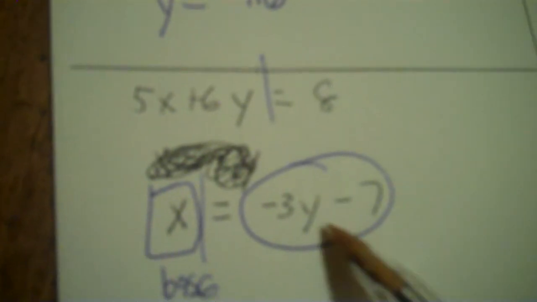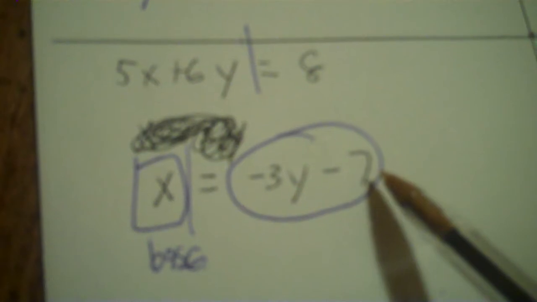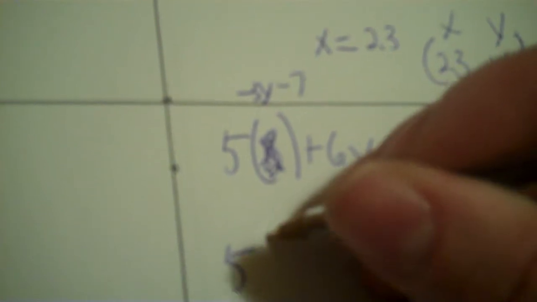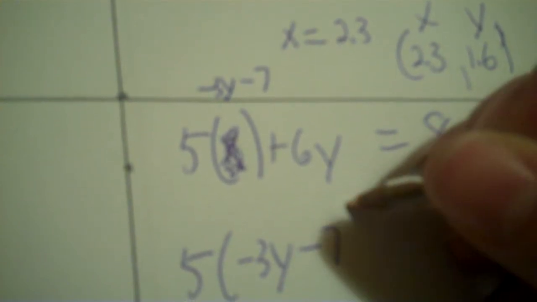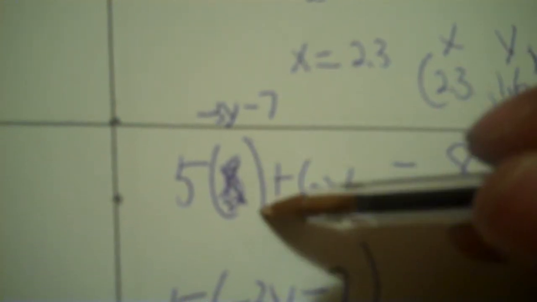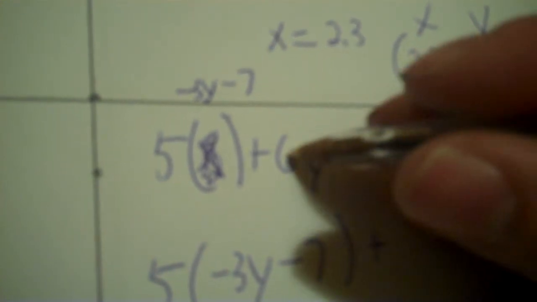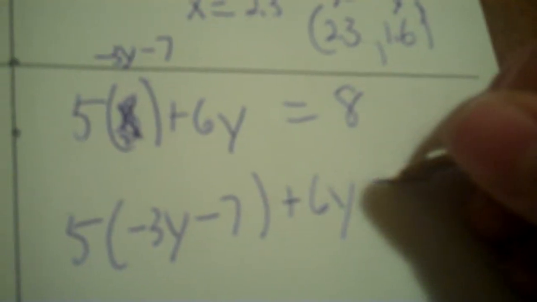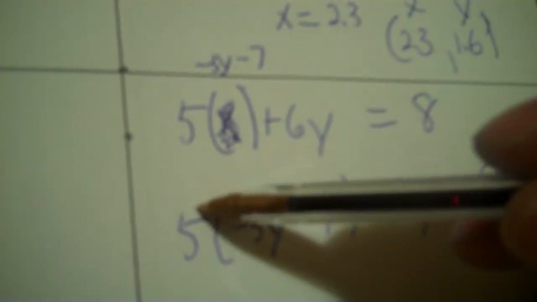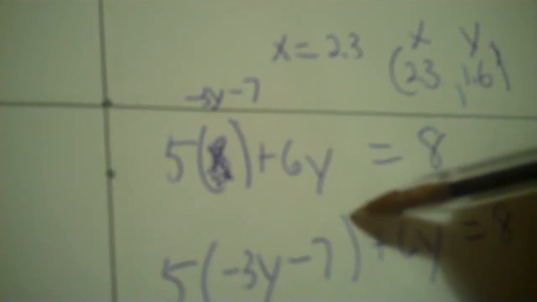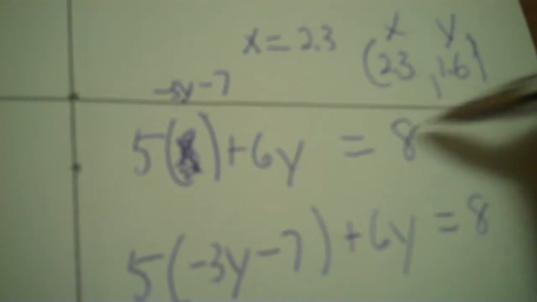Cross it out, and you put over the top negative 3y minus 7. Whatever the x equals goes above where the x used to be. So you've got a 5, then you have your parentheses, and in the parentheses you put the expression negative 3y minus 7, you close it. Now after the parentheses is closed, you have a plus 6y equals 8, okay? So you put 5, then your parentheses, and after you close the parentheses, you keep on writing the rest of the equation down, okay?